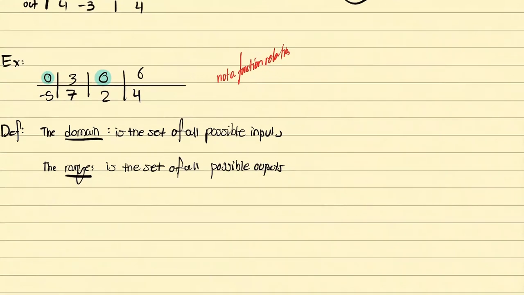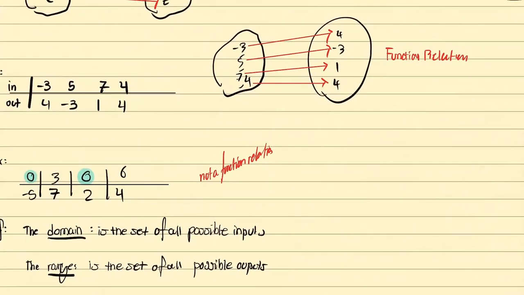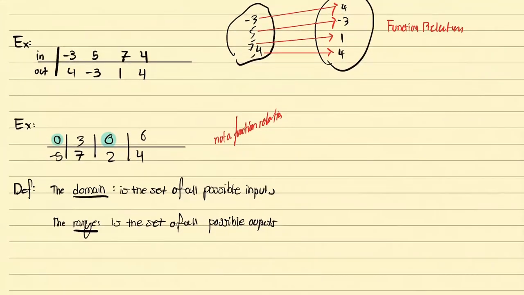I want to say, okay, here's a function, but what are the numbers I'm allowed to plug in? What is in this bin right here? That's the domain. This is the range. This is all of the output. So let's just look at these examples up here. The domain of this example are these numbers right here. -3, 5, 7, and 4.